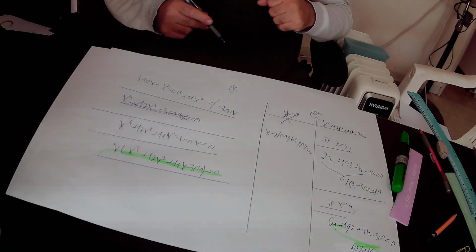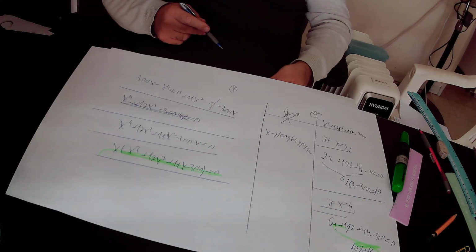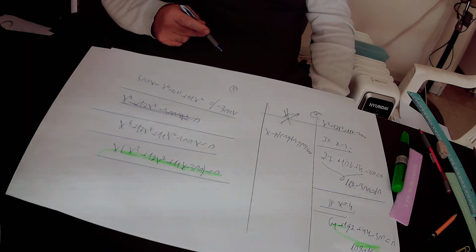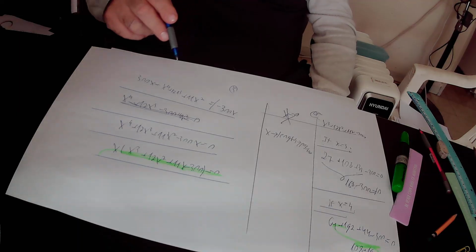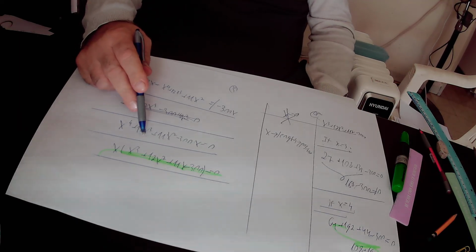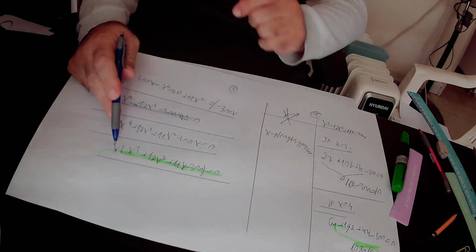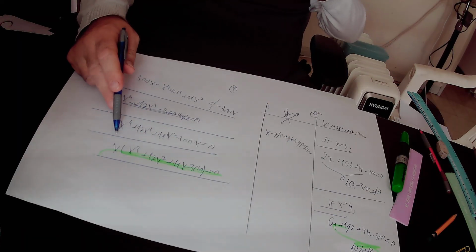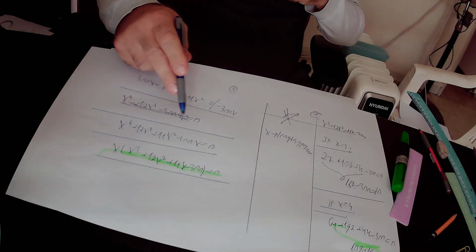So here we have two solutions that are possible for x. The first solution for x is that x equals 0. If x equals 0, 0 times anything is 0. We get that 0 equals 0. So the first solution for this equation is that x equals 0.